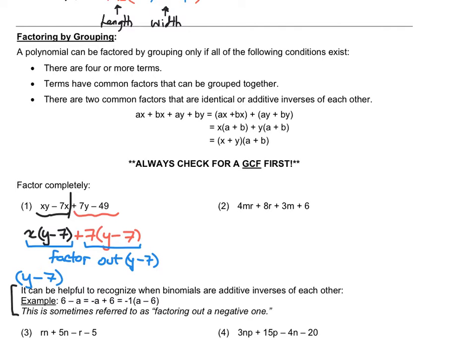And what I want to be thinking about, and this is the weird part, is what I would be left with if I were to remove the y minus 7 from here and remove the y minus 7 from there, so just make them disappear, just pull them out. What would be left over? x plus 7.